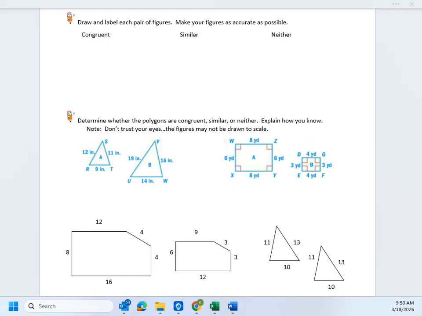All right, so now it says draw and label each pair of figures. Make your figures as accurate as possible. So, if I want to draw congruent polygons, I'm going to use an easy type of polygon to draw. I'm not going to draw like an octagon and try to figure out 8 sides and then 8 sides. Keep it simple. I like my triangles.